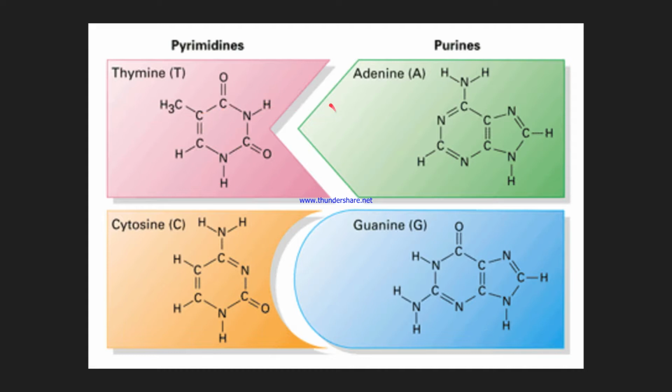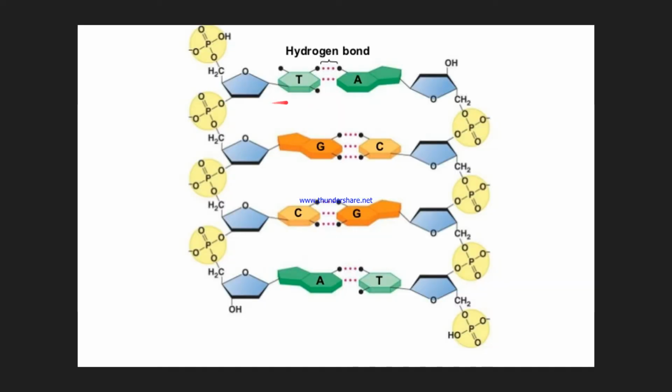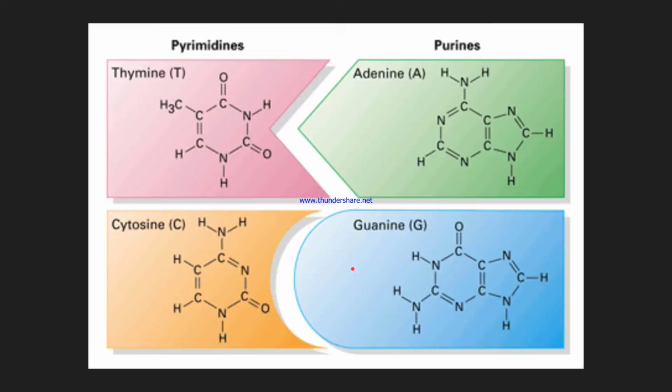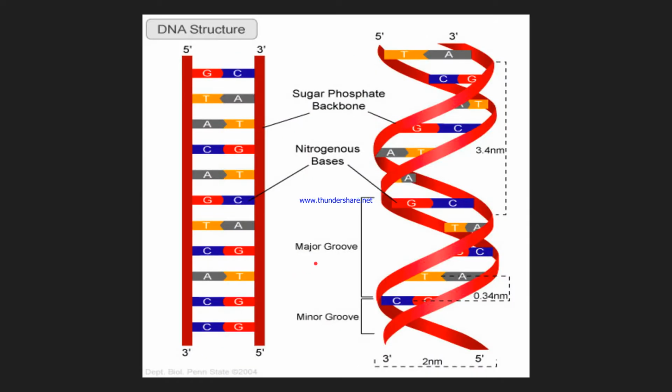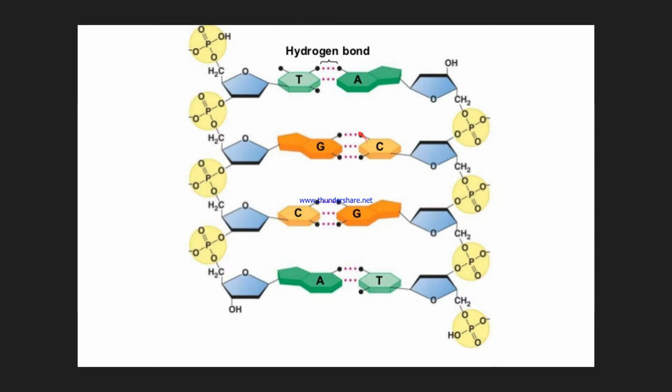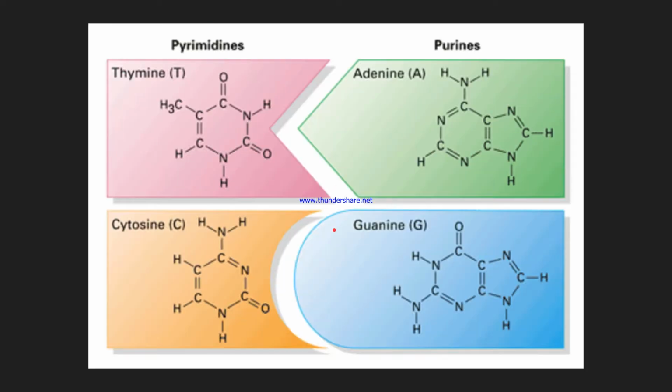Now, adenine always pairs to thymine with two hydrogen bonds. If we look back, adenine, thymine, two hydrogen bonds. And again down here, two hydrogen bonds. Guanine is always going to pair to cytosine with three hydrogen bonds. You can look back here. We have 1, 2, 3. 1, 2, 3.